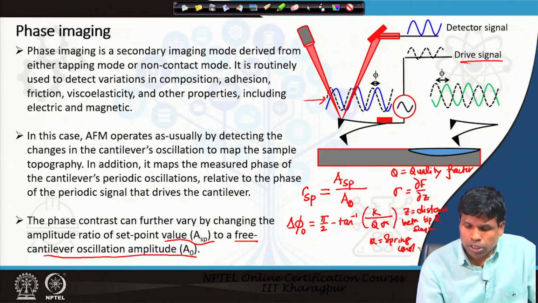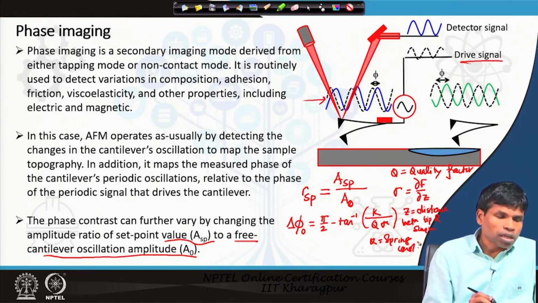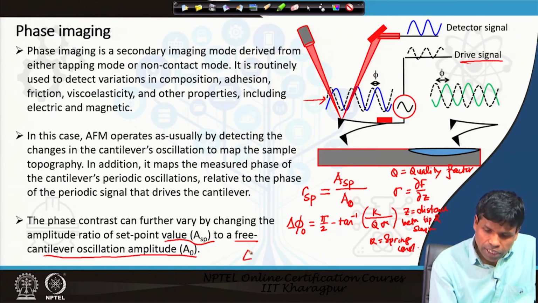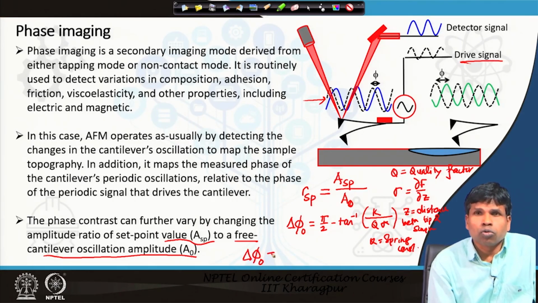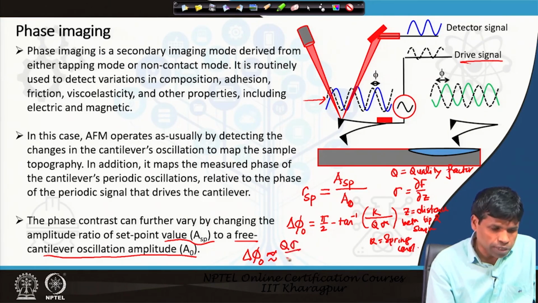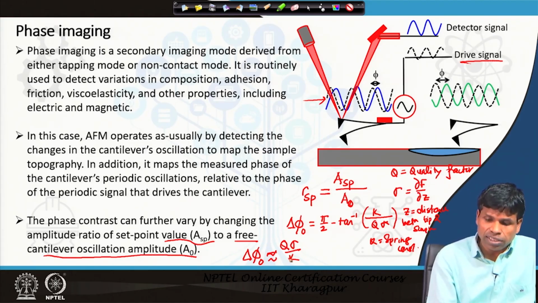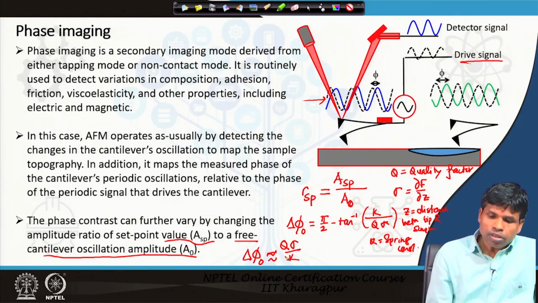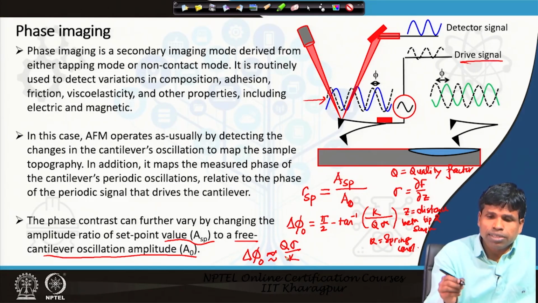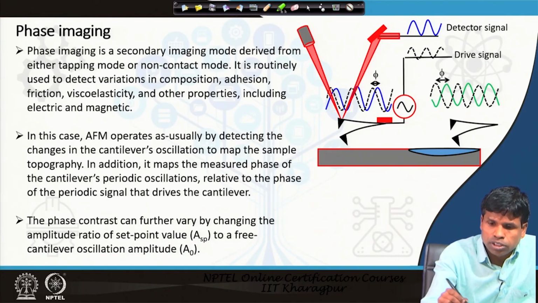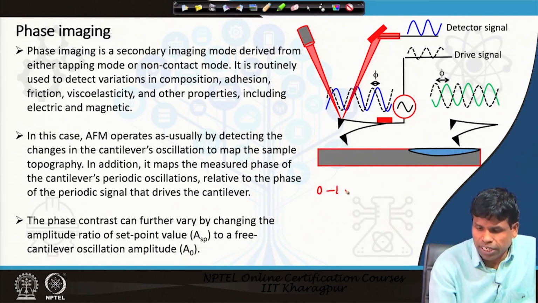So, this is how the phase shift occurs, and it can be simplified to an equation like delta phi 0 is almost equal to Q sigma divided by k. Here the force gradient sigma is supposed to be less than the spring constant k of the cantilever. Normally the phase shift occurs in the range of 0 to 180 degrees.